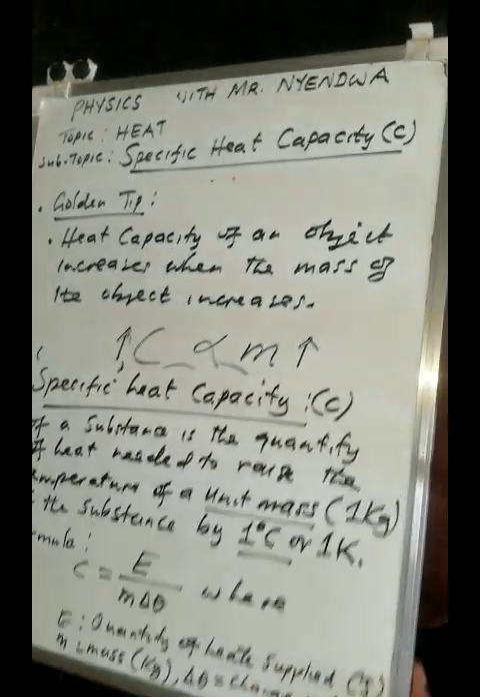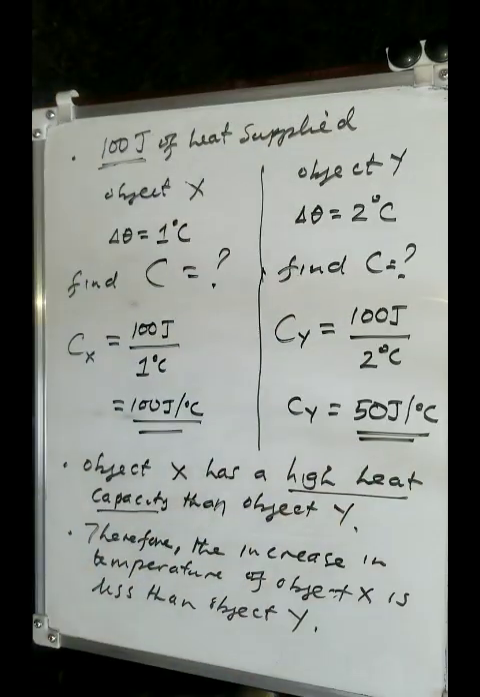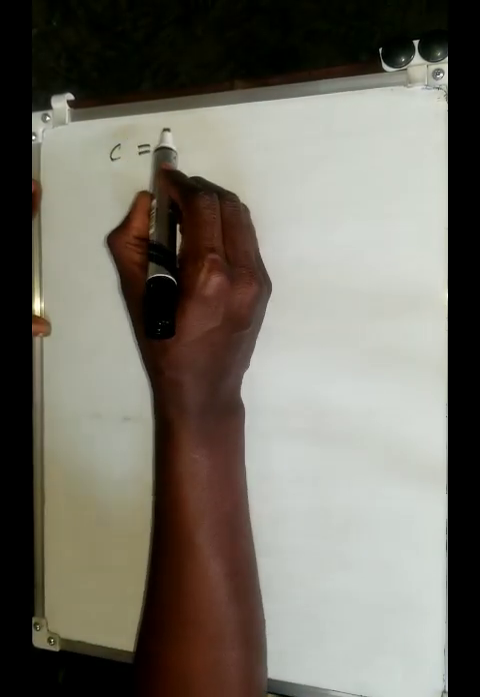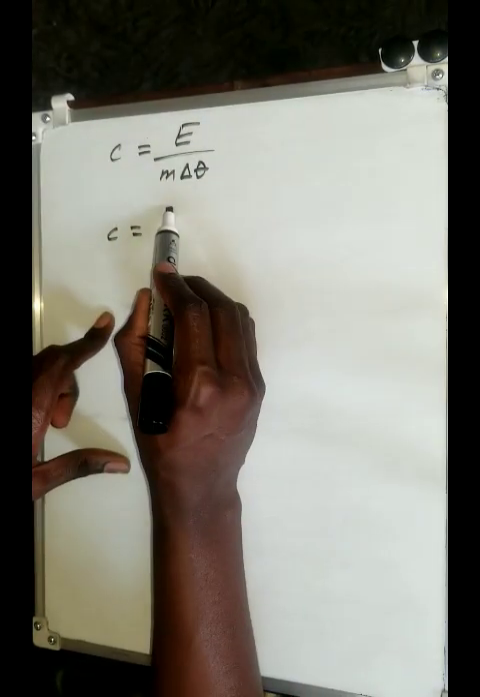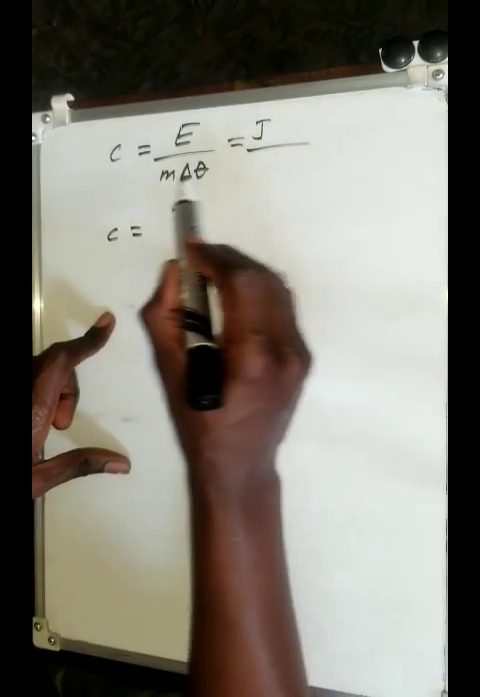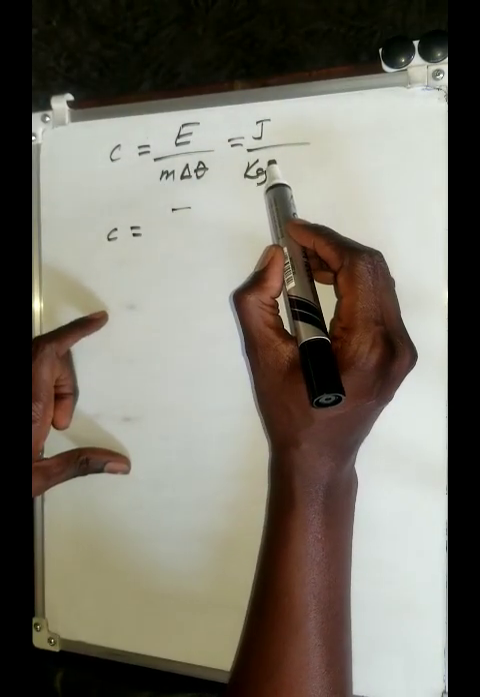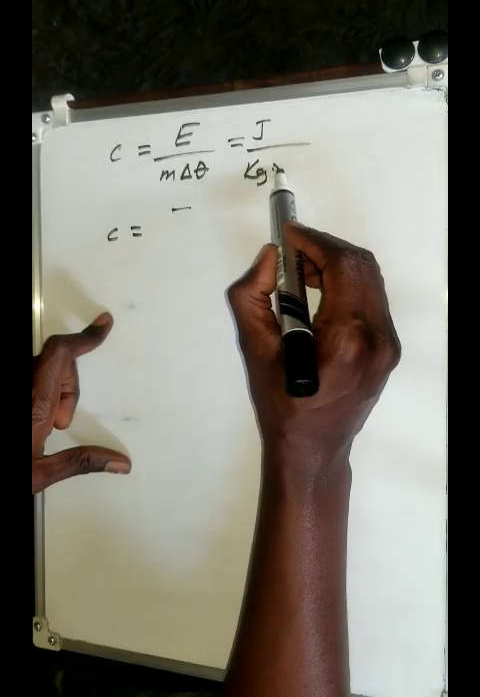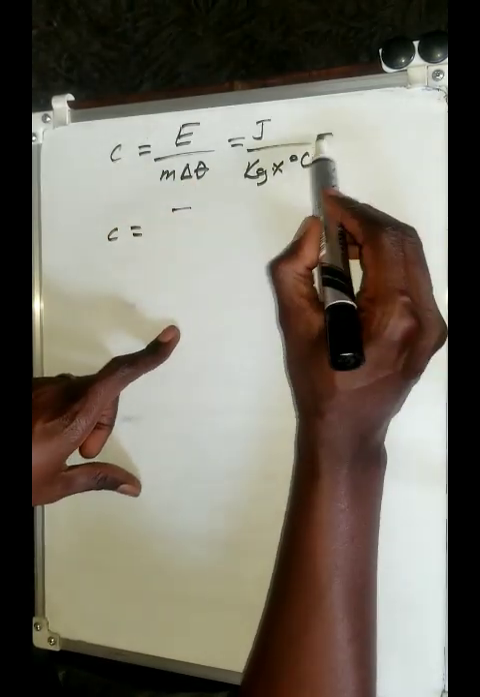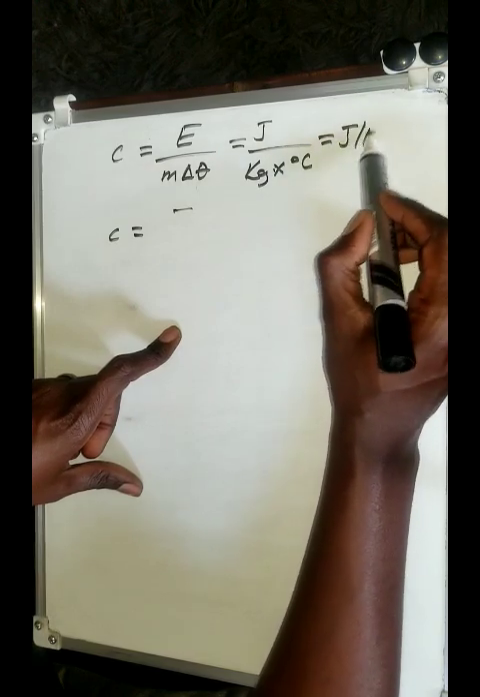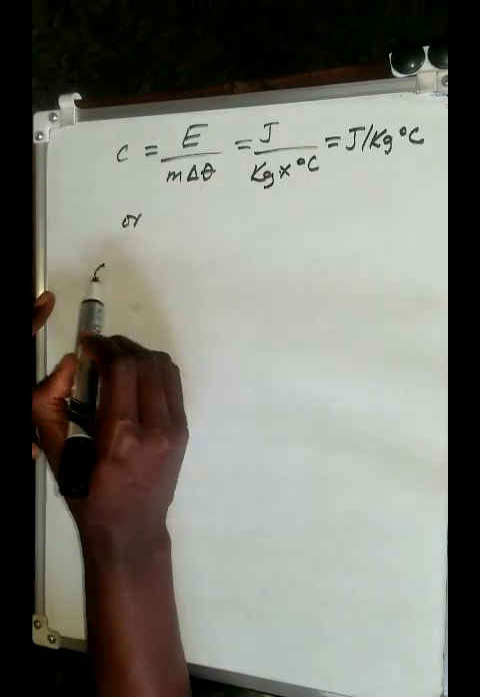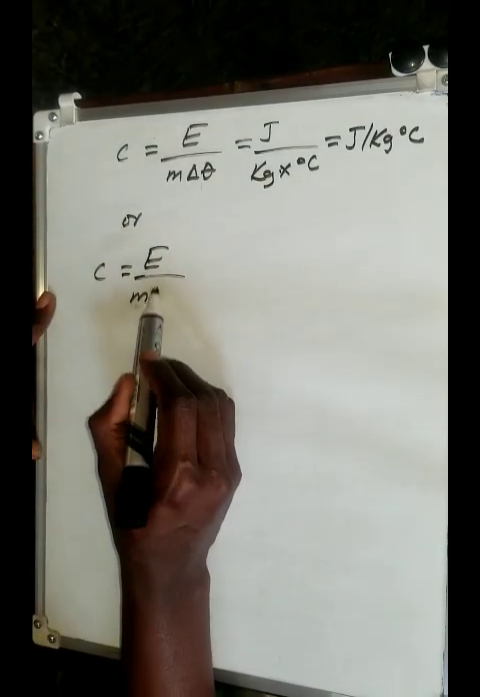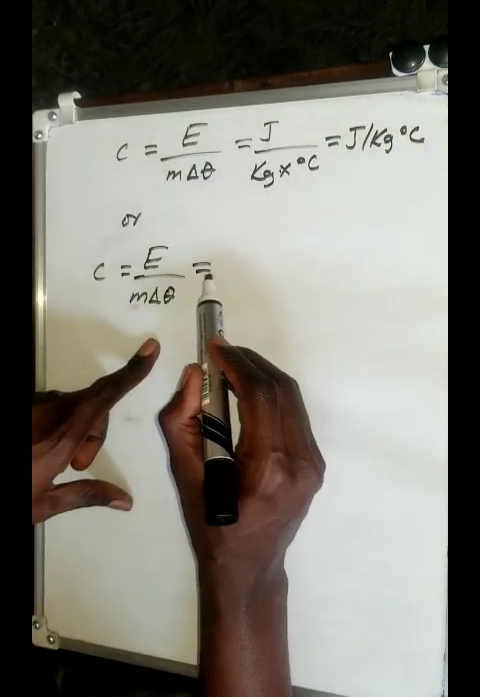So what is the SI unit for specific heat capacity? Let's try to rewrite the formula. Specific heat capacity is energy over mass and change in temperature. Energy is measured in joules, and mass is in kilograms. The change in temperature could be in degrees Celsius. Combining that will give you joule per kilogram per Kelvin, or degrees Celsius. Like I said, you could also put Kelvin. It's just the same.